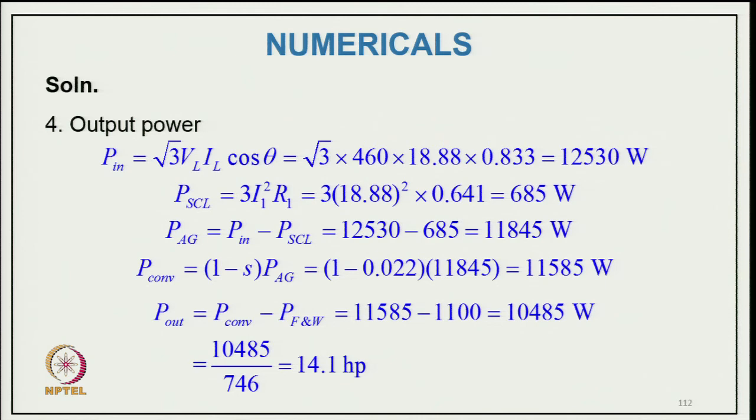Now to find the output power, first we find the input power, that is root 3 VL IL cos theta, and putting in the values we get 12,530 watt. Then PSL, the stator copper loss, is 3 I1 squared R1, and putting in values it comes to 685. Then air gap power is P in minus the stator copper losses, and putting in values we get 11,845 watt. Then P converter is 1 minus s times PAG, and it comes to 11,585 watt, and P output is P converter minus P friction losses, so it comes to 10,485. Then converting this output power into horsepower, dividing by 0.746 watt, it comes to 14.1 horsepower.